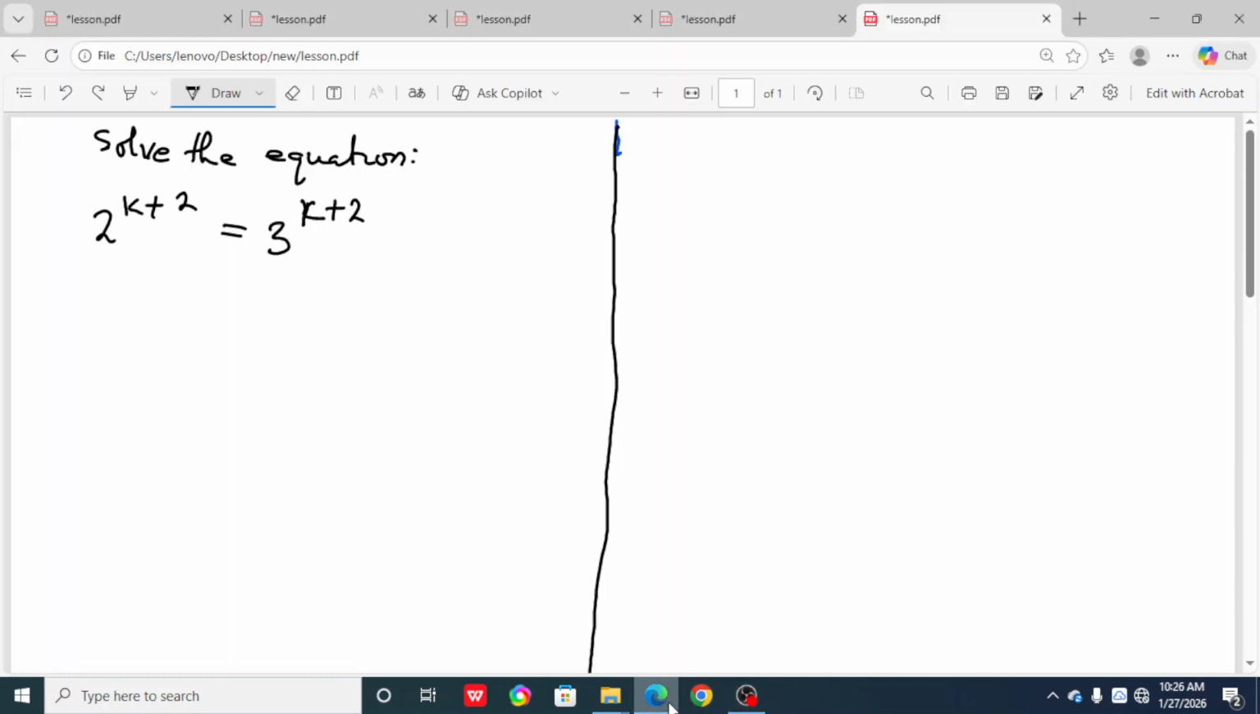Good day everyone. I want us to consider this equation. This equation involves indices and let's solve with solution.